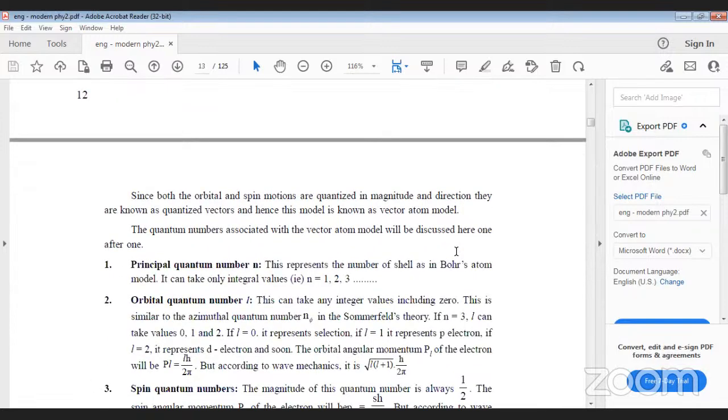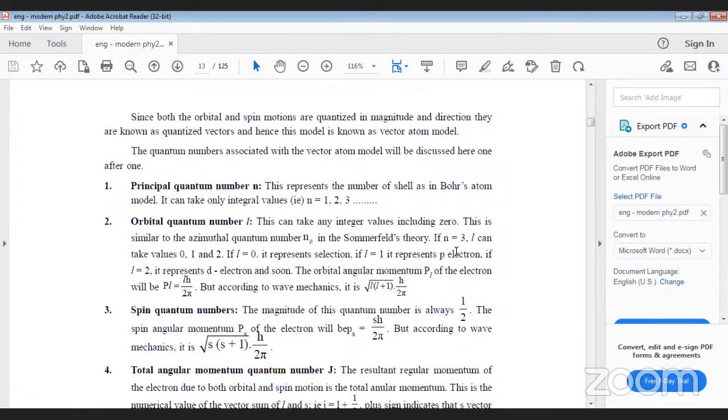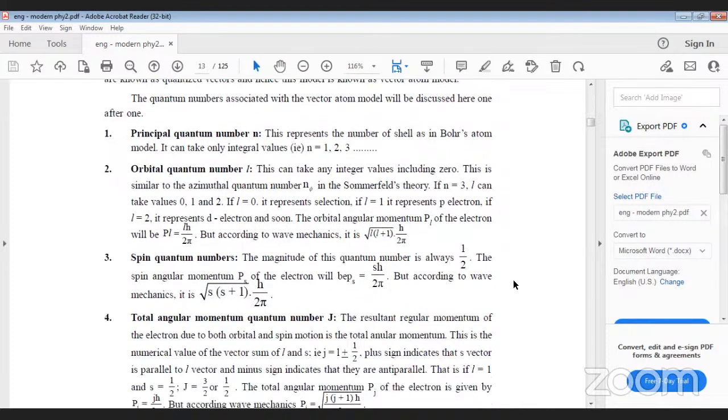Next, another one is the principal quantum number, denoted by small n, which gives the number of shells according to Bohr's atomic theory. The value should be 1, 2, 3 and so on. Later is the orbital quantum number, which is denoted by small l.